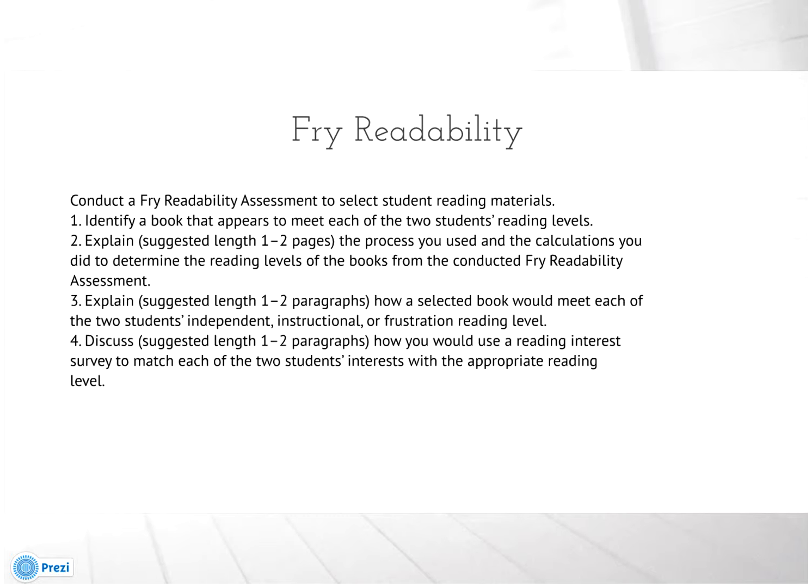After you've done the Fry and determined the readability of a book, and you've indicated what reading level it meets for each child, you are going to discuss how you could use a reading interest survey to match the student's interests with the appropriate reading level. So if I knew, for example, that my student loves horses and is reading at a first grade reading level, what could I do with that information in my classroom to help this child?